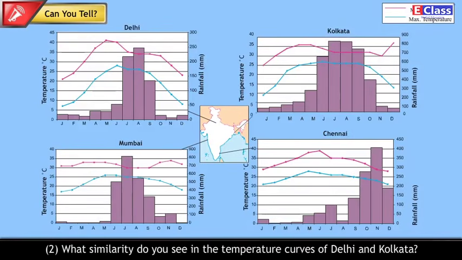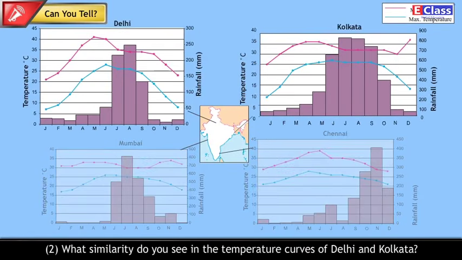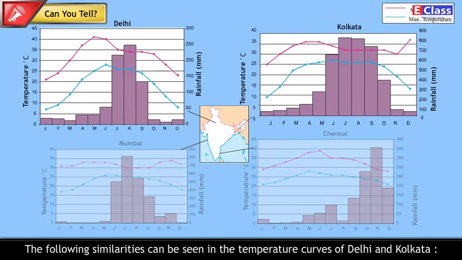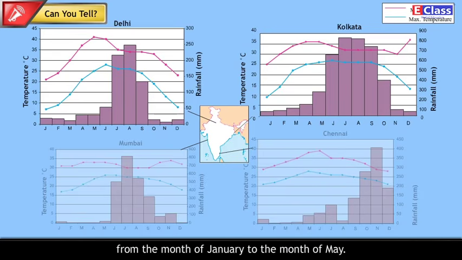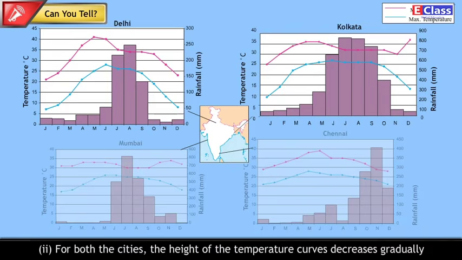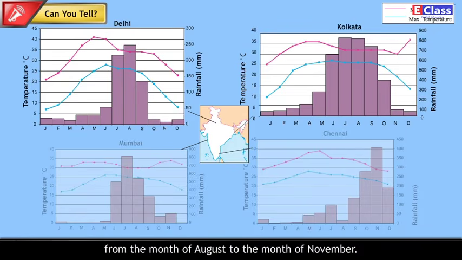What similarities do you see in the temperature curves of Delhi and Kolkata? Answer. The following similarities can be seen in the temperature curves of Delhi and Kolkata. For both the cities, the height of the temperature curves increases gradually from the month of January to the month of May. For both the cities, the height of the temperature curves decreases gradually from the month of August to the month of November.